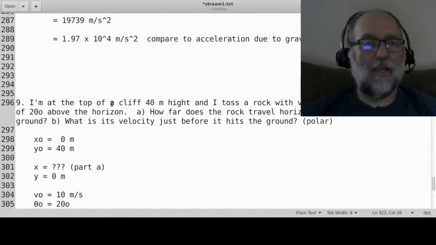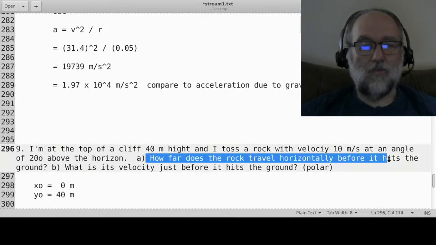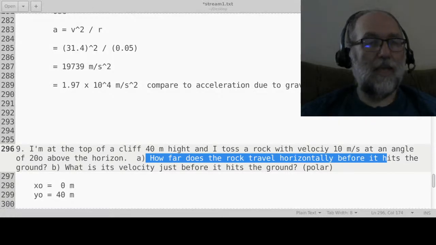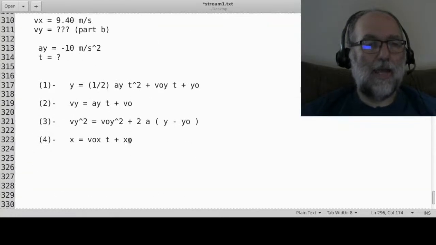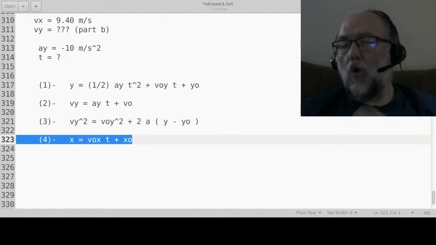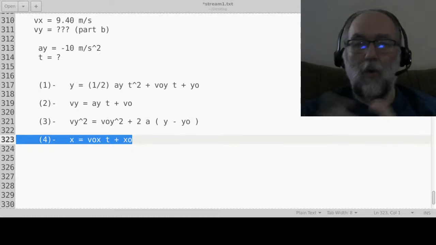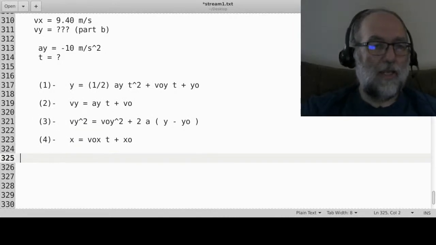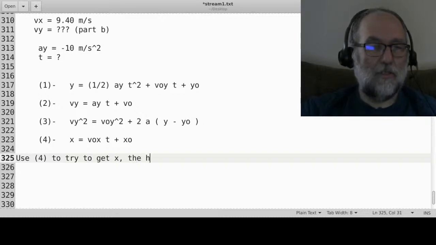Now, for part A, I'm asking for how far does the thing travel horizontally. Horizontal is x. And so if you take a look at this, you say, well, which one has x information? It's only equation number 4. Equations 1, 2, and 3 have no x information. So we'll start with equation number 4 to try to get x, the horizontal distance traveled.